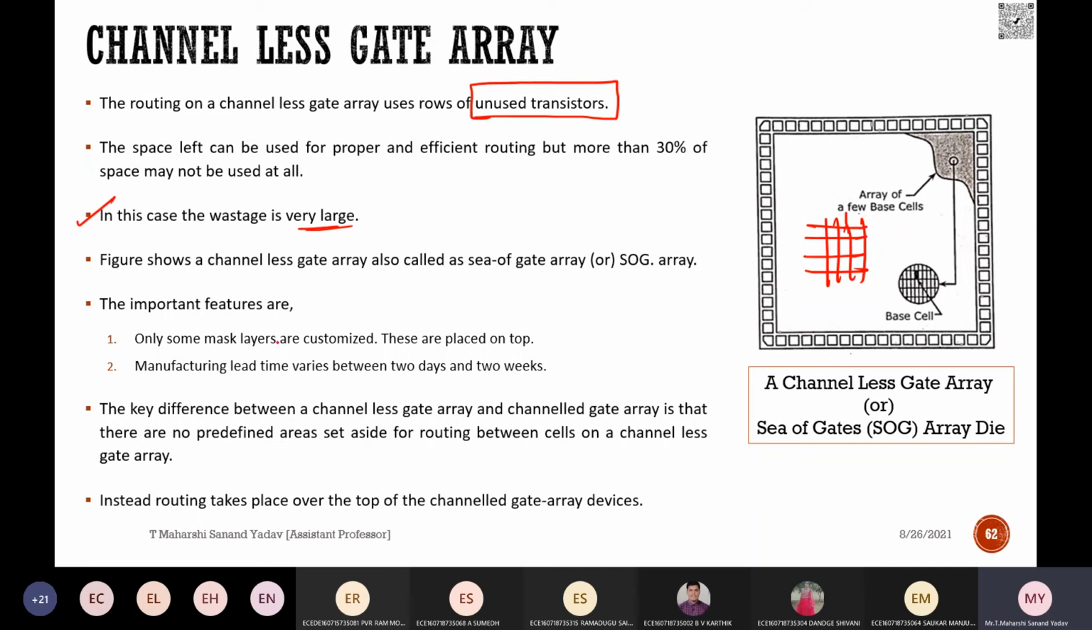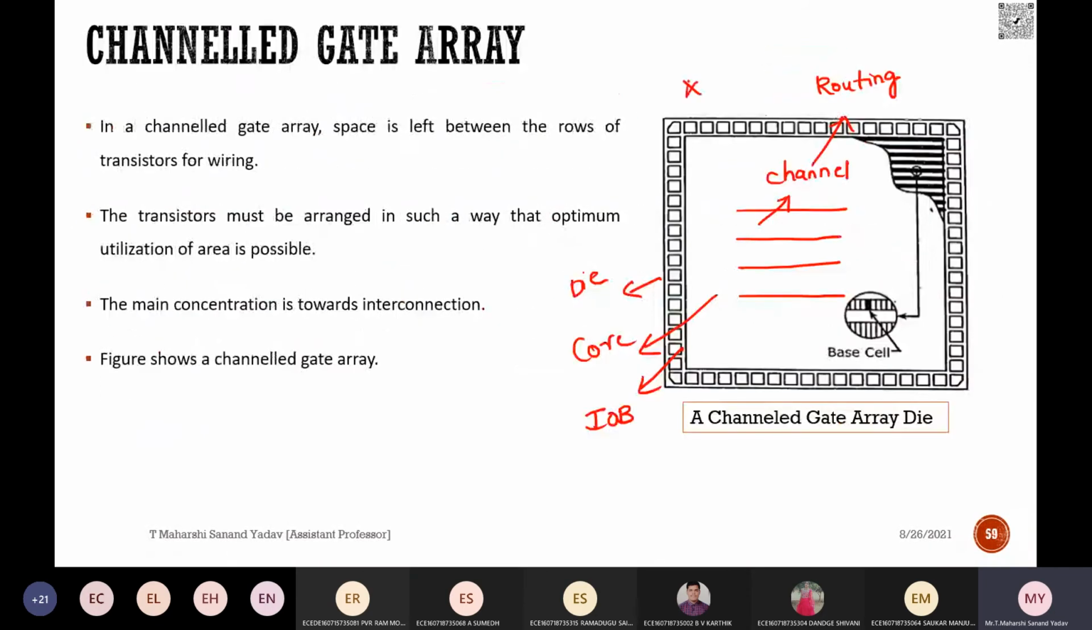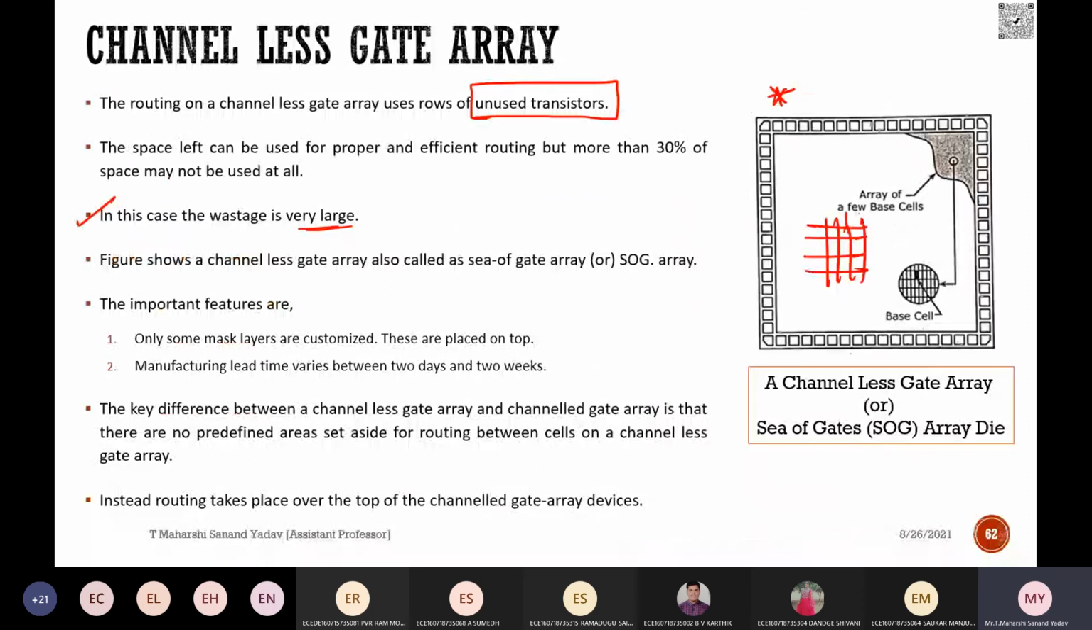These are some of the points which you need to write. Preference will be given to the diagram. For channel-less, you have to explain by drawing this diagram, and if it is channeled, you need to draw this diagram perfectly. Simply indicate that a channel is available, which can be used for routing, whereas here the channel is not there, so routing is done over the transistors. And because of channel-less, more space is available for components, so density will be more. If you write this much, it will be more than enough.